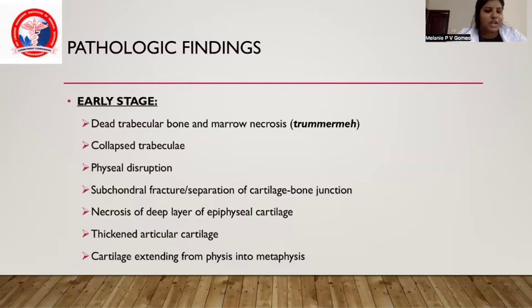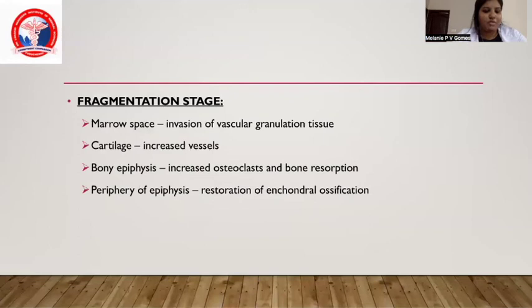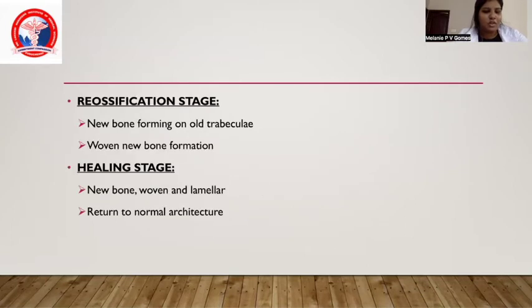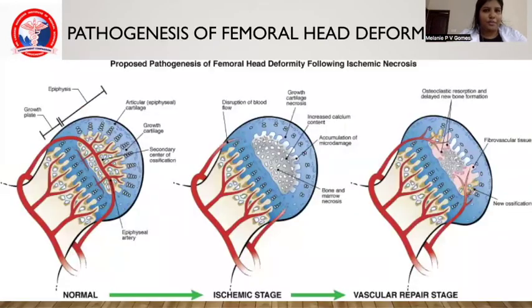Fragmentation stage: invasion of vascular granulation tissue in the marrow space, increased vessels in the cartilage, increased osteoclasts, bone resorption in the bony epiphysis, restoration of enchondral ossification in the periphery of the epiphysis. During the reossification stage, there's new bone forming on old trabeculae, woven new bone formation. During the healing stage, the new bone, woven and lamellar, returns to normal architecture.